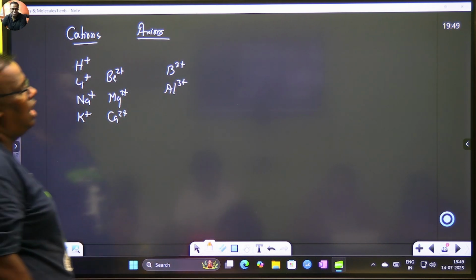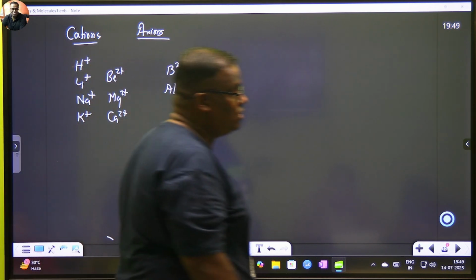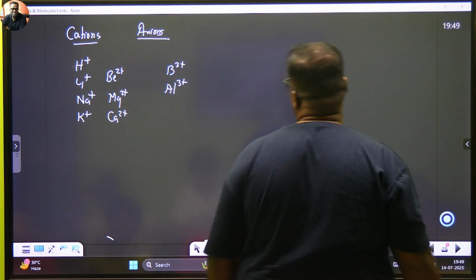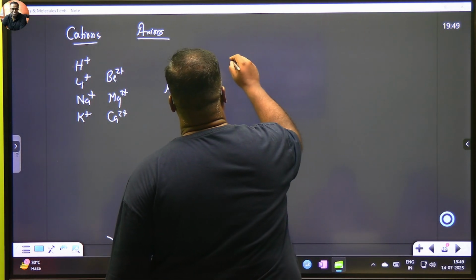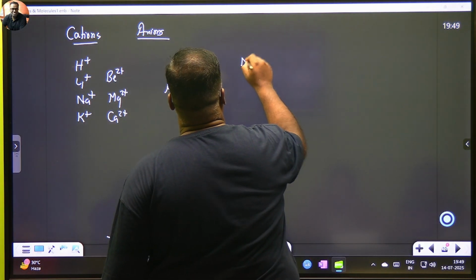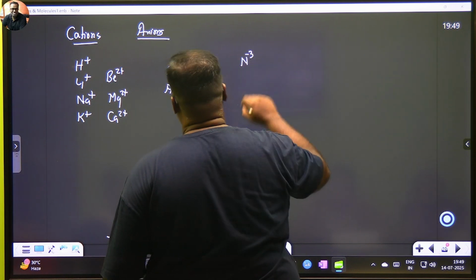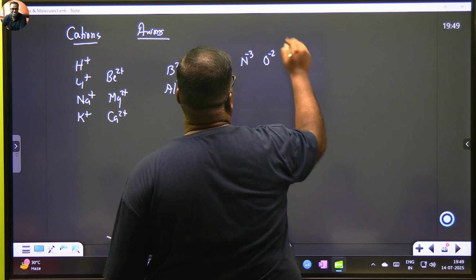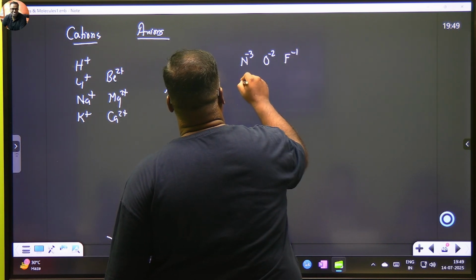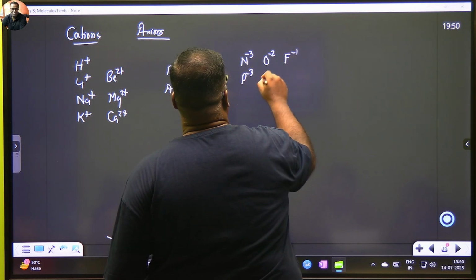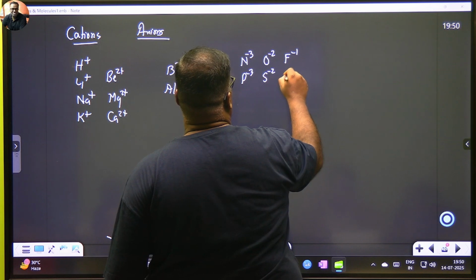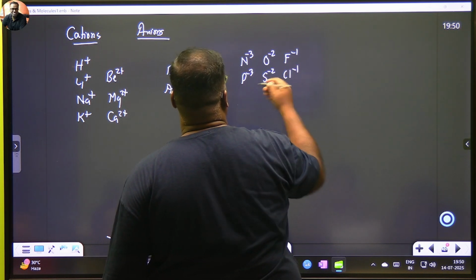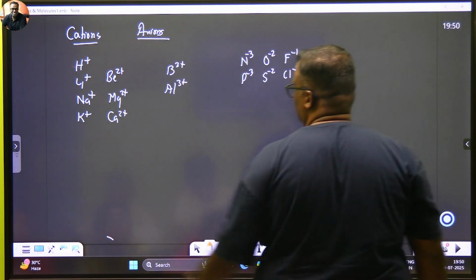ठीक है, आगे चलते हैं. कार्बन वैलेंसी इज 4, उसमें प्लस माइनस नहीं होता है. So we come to nitrogen. Nitrogen will have -3, then oxygen -2, fluorine -1. इसके नीचे देखेंगे, then phosphorus -3, sulfur -2, chlorine -1, and then this is sufficient. This is what we know.